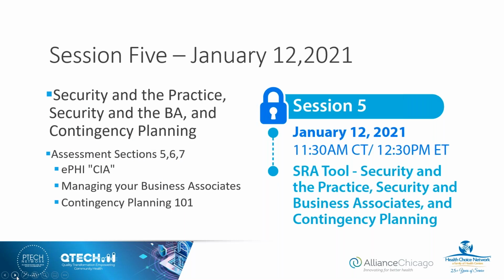So in session 5, we're going to cover security in the practice, security in the BA, and contingency planning. This is going to be the last sections, which is 5, 6, and 7. They're a little smaller, so we'll be able to cram them into one section. This is going to cover EPHI and the term CIA. This stands for confidentiality, integrity, and availability. You'll hear that term a lot.